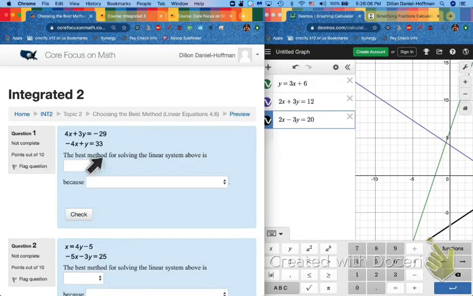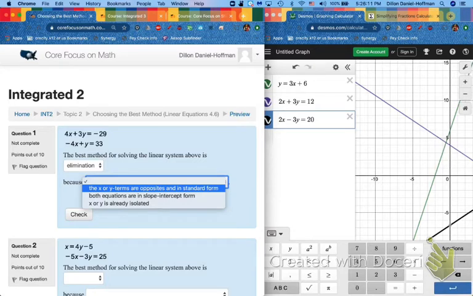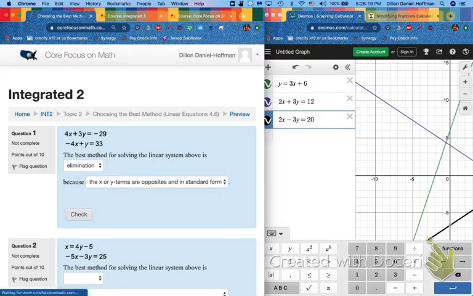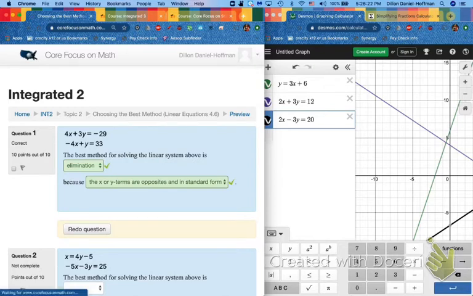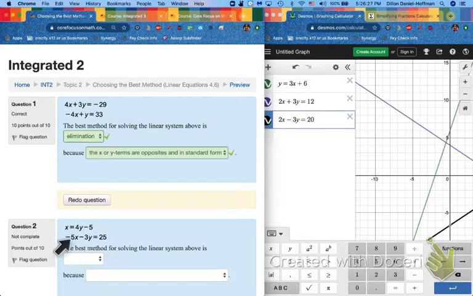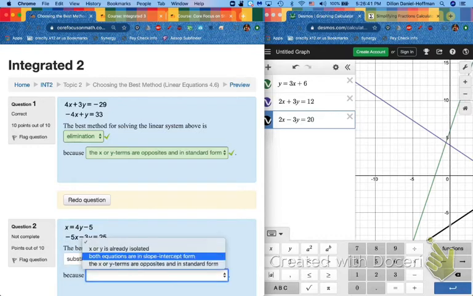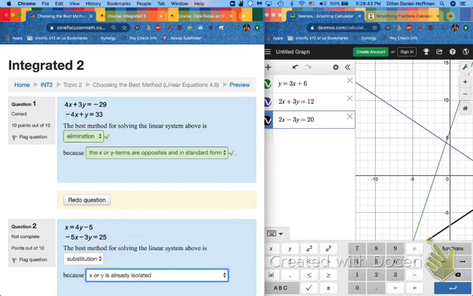We know that it's elimination. Why? Because our x or y terms are opposites, as in our x's are lined up, our y's are lined up, and our numbers are lined up, and it's all in standard form. Number 2, I see that my bottom equation is in standard form, but my top equation is solved for x. That means we need to use substitution and plug in x into this equation down here. And that is because formally x or y, in this case x, is already isolated.